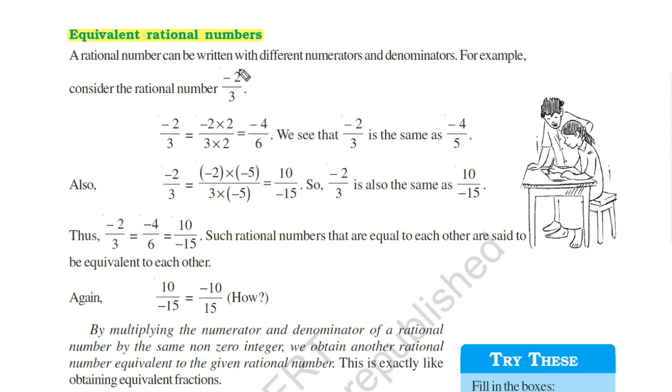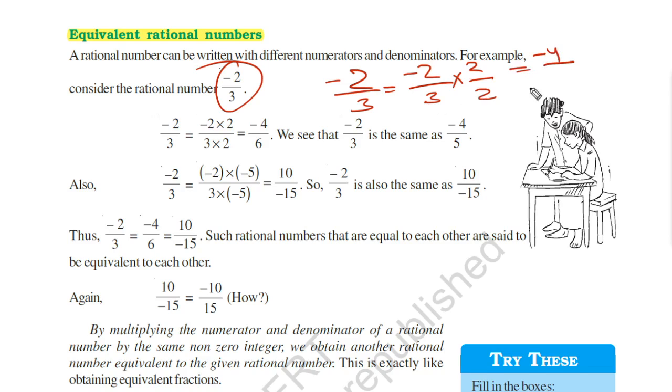Okay, so we will take for example minus 2 by 3. So it is a rational number. Now it will be equal to minus 2 by 3 into 2 by 2, or into 2. In the denominator also we are multiplying 2. So it will be equal to minus 4 by 6. We can say minus 2 by 3 is an equivalent rational number of minus 4 by 6, or vice versa. That is, minus 4 by 6 is an equivalent rational number of minus 2 by 3.